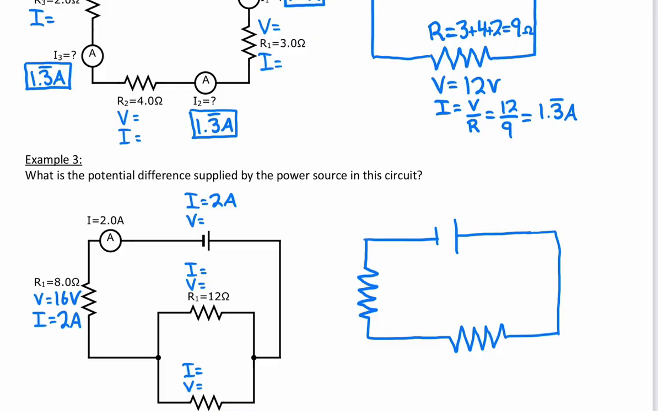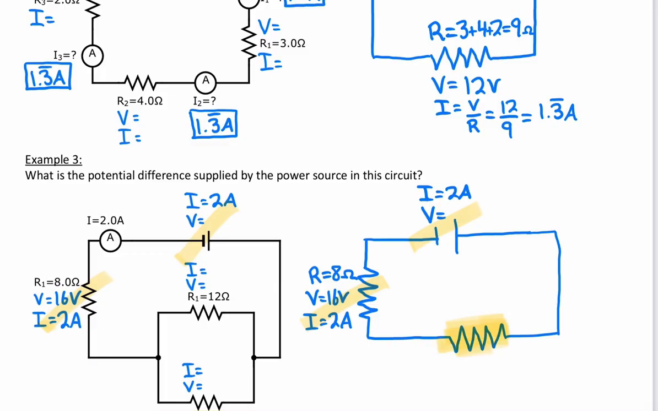Okay, here's my original resistor with 8 ohms, 16 volts, and 2 amps. Here's my power supply. Don't know what the voltage is, but the current is 2 amps. And then here is my new equivalent resistor. So again, this power supply and this resistor, they existed in the original circuit. I've just copied them from the original circuit.